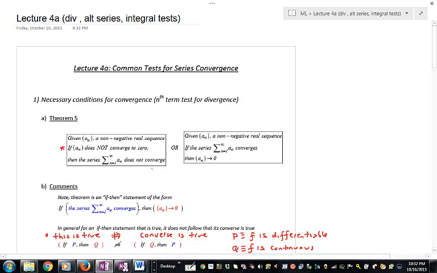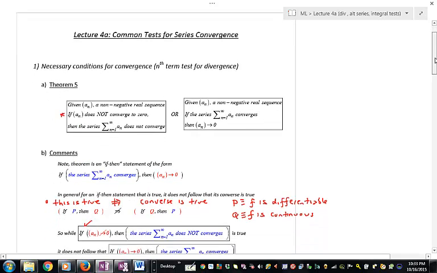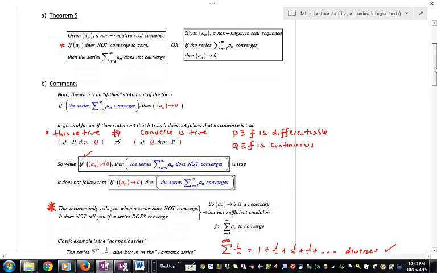And an equivalent way of saying that is that if the series terms an are non-negative real numbers and the series of those terms converges, then the terms in the series have to converge to 0. Now, it's important to understand what this theorem is saying and what it's not saying. Notice that the second form of the theorem is an if-then statement. It says if the series converges, then the terms in the series have to converge to 0.